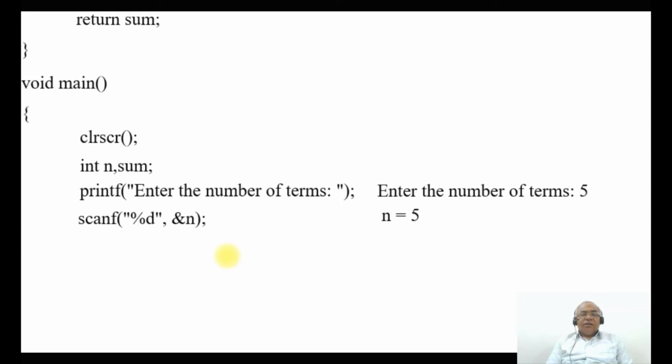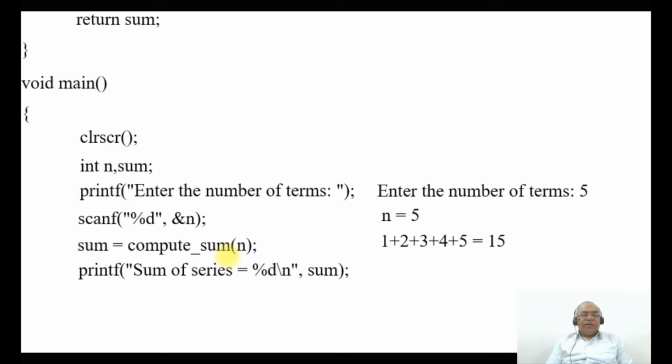Scanf, read that number. n is equal to 5. Sum is equal to compute underscore sum n. So 1 plus 2 plus 3 plus 4 plus 5 is equal to 15. Then printf, sum of series is equal to percentage d slash n. Sum, it will be 15. So the sum of series will be equal to 15. Getch function, it is using conio.h.